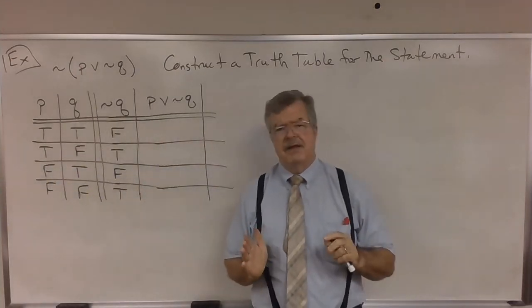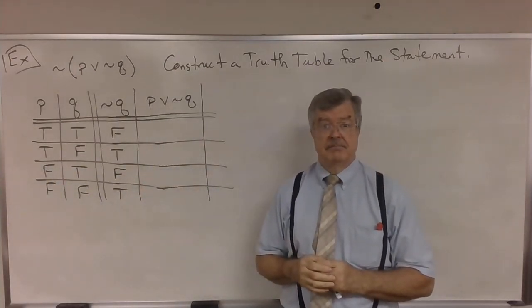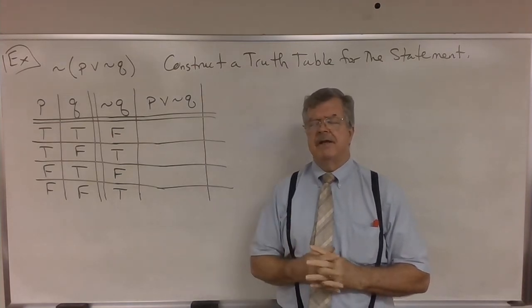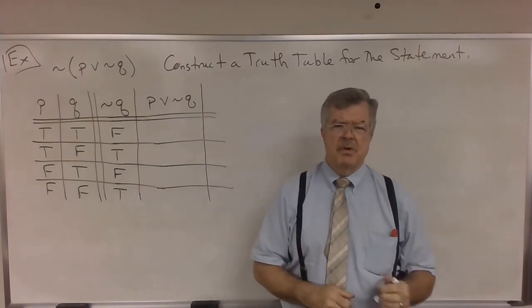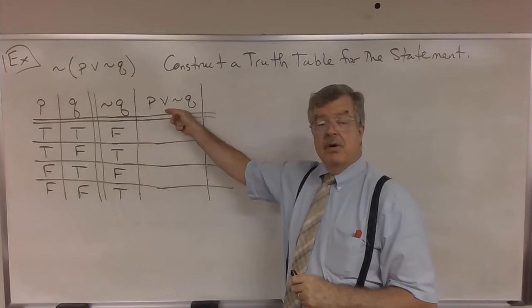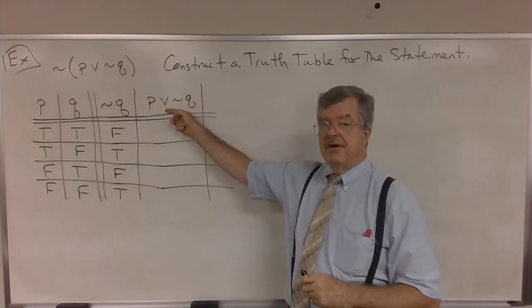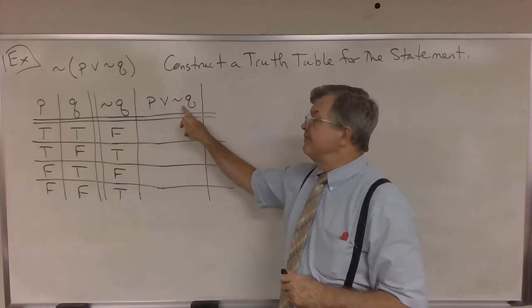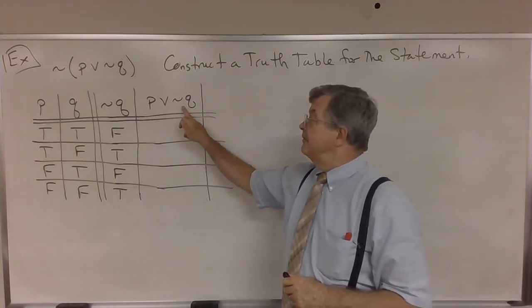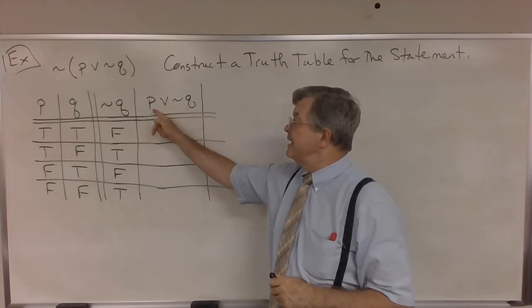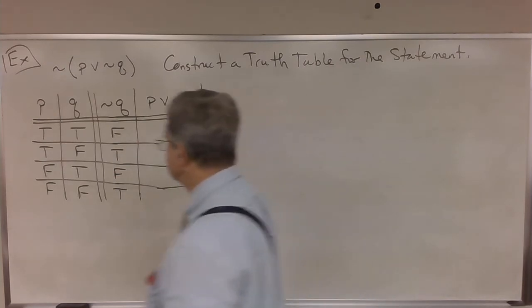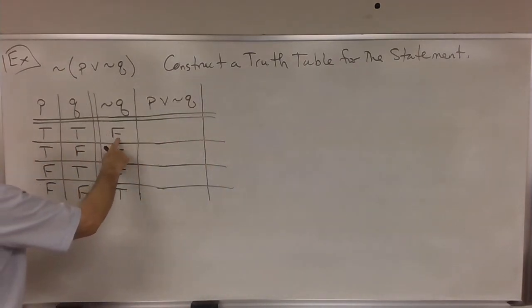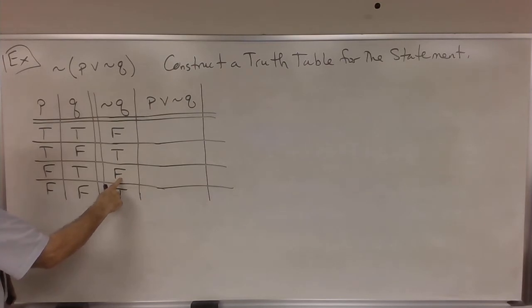What's the special case that we learned for an or statement? If you don't remember, look back in your notes for a minute. The special case for an or statement. The only time an or statement is false is when both individual statements are false. So we're looking for the case where P and not Q are both false. Here not Q is false. Here not Q is false and P is false, so this is it.